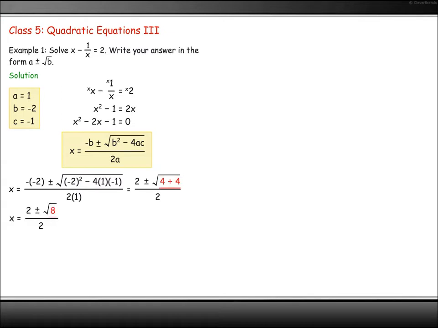Tidy up inside the square root. Root 8 breaks down to 2 root 2. Divide the 2 into each term above, giving solutions of 1 plus root 2 or 1 minus root 2.